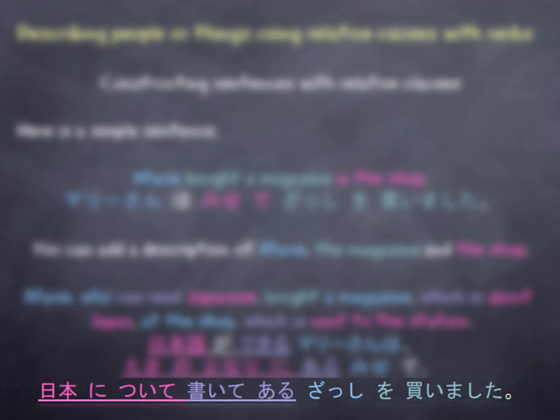And then we have our final sentence. 日本について書いてある. So we have 日本について, about Japan. 書いてある, which is in its plain form. Our thing is 雑誌, which is magazine. And we finish with を買いました, which means she bought, which is the rest of our sentence.